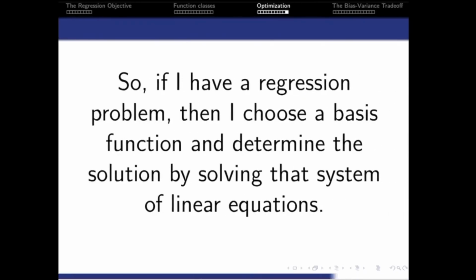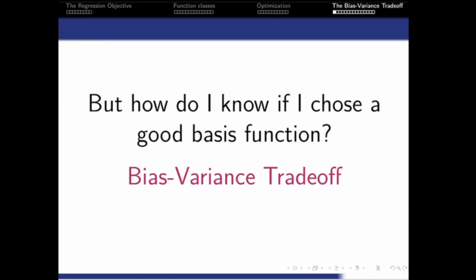So to recap, if I have a regression problem, then I choose a basis function and I determine the solution by solving that system of linear equations. I say here the solution, but there might be infinitely many. But the question is now, how do I know if I chose a good basis function, or if I have a good model? Is there maybe something better, or is this okay? And this we will discuss with the bias-variance trade-off, which is a theoretical framework for evaluating regression functions. But this is a topic for the last part of this lecture. See you then.